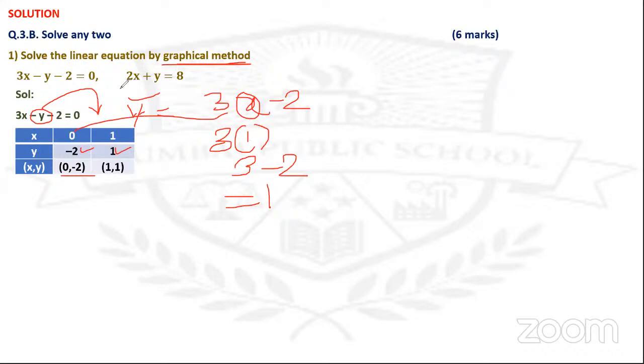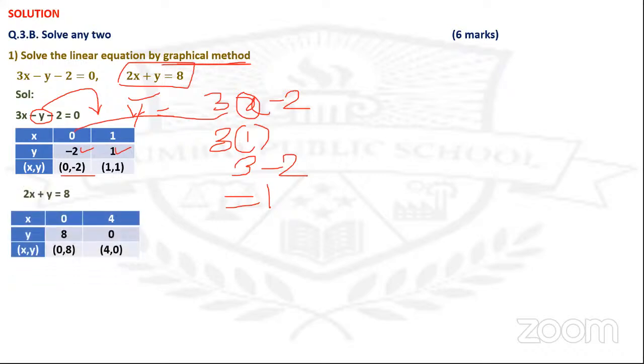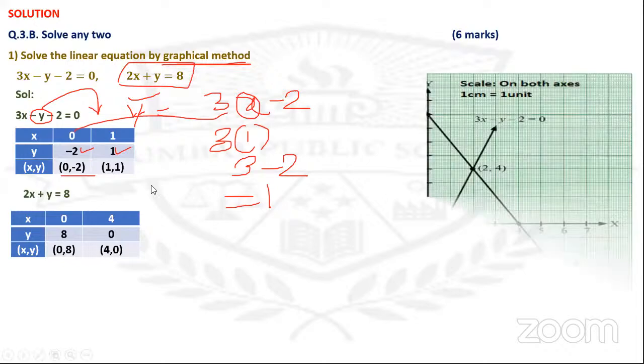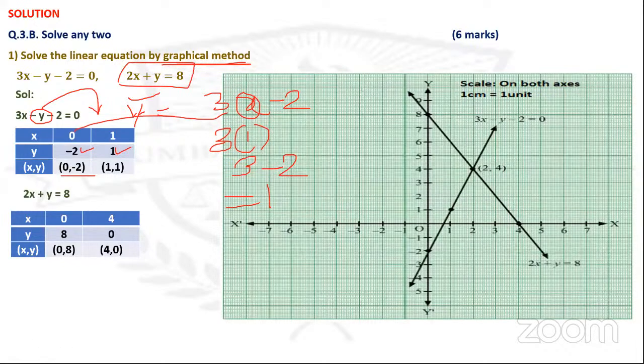In the same way, you're going to complete the next equation. We're going to prepare the table of the next equation, that is 2x plus y equals 8. So we'll substitute x as 0, and you'll get the value of y as 8. You substitute x as 4, you'll get the value of y as 0. So x comma y is 0 comma 8 and 4 comma 0. Now after that you're going to draw the graph.